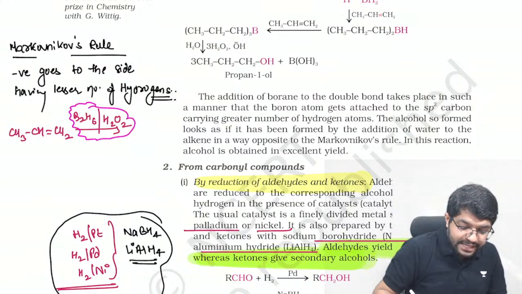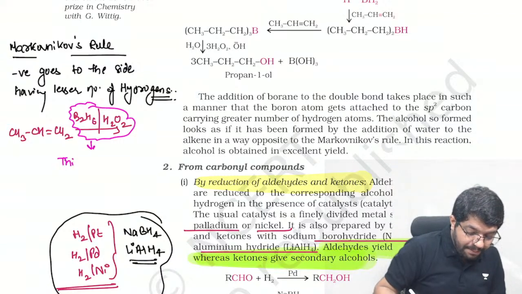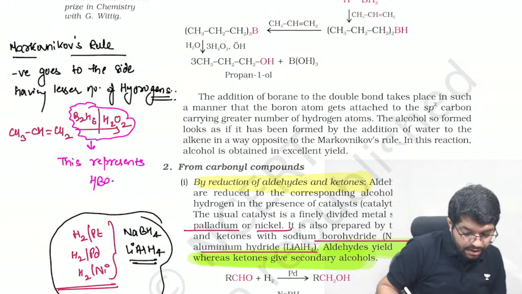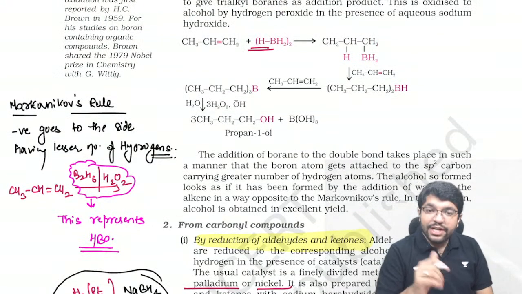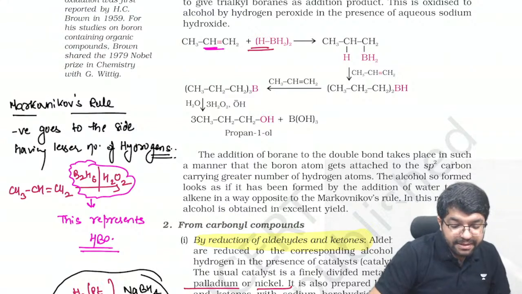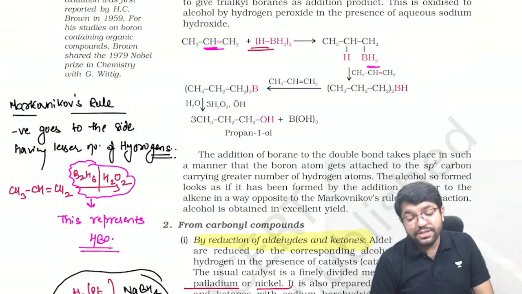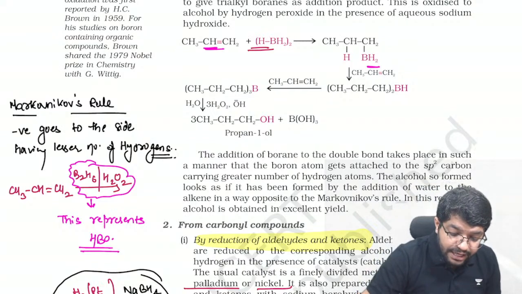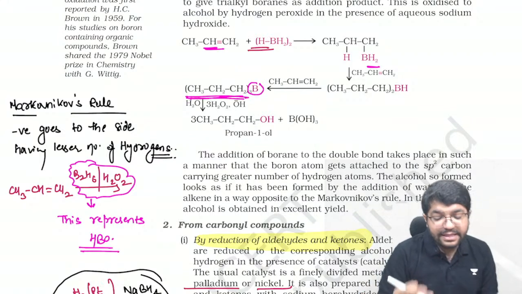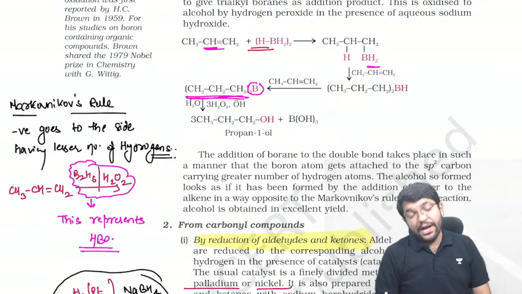This represents HBO. Remember, this represents HBO. So what happens is that the negative part, which is H, attacks here, H and then BH2. Again, it further reacts, the same thing happens, and ultimately your boron is attached with the three alkyl groups, and then comes the H2O2 part.